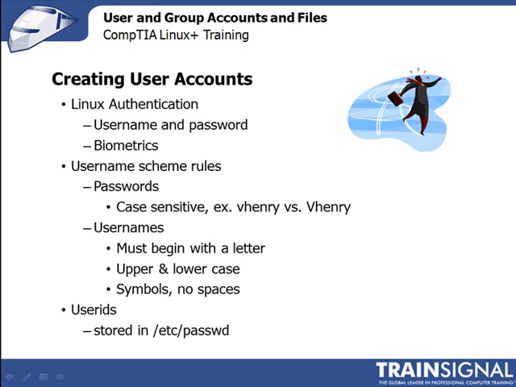When deciding on a username scheme for your network, consider a few rules. Passwords are case sensitive, so vHenry with a lowercase v and vHenry with an uppercase V are treated as separate users. Also, usernames must begin with a letter, and they can contain symbols, though the space is one you probably shouldn't use. A common naming convention on networks is to have the first letter of the first name followed by the last name. But depending on the size of your network, you may run into duplicates with that approach. This is where the use of special characters and punctuation can come in handy.